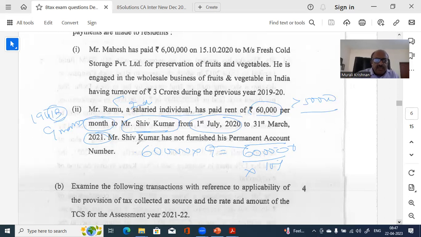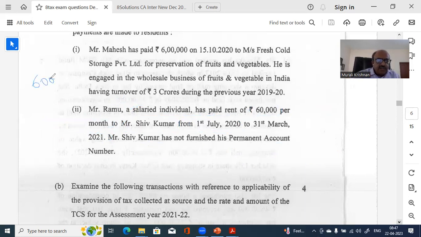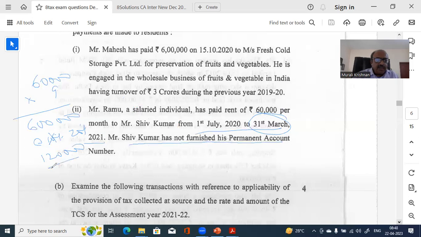But the problem is Shiv Kumar doesn't have PAN. Therefore, the higher rate of 20% will get applied. Therefore, he will have to deduct 1,20,000 instead of 60,000. Please understand. 60,000 is the rent, from July to March, into 9, so total is 6 lakhs. On that the normal rate is 10%, and when should you deduct? Only at the end of the period. But Shiv Kumar doesn't furnish the PAN number. Therefore, not 10%, 20% will get applied. That means 1,20,000 has to be deducted at the end of March. But the problem is he is going to pay only 60,000 rent. From there, how can he deduct 1,20,000? So he can deduct only 60,000 here. That is the answer you need to give.